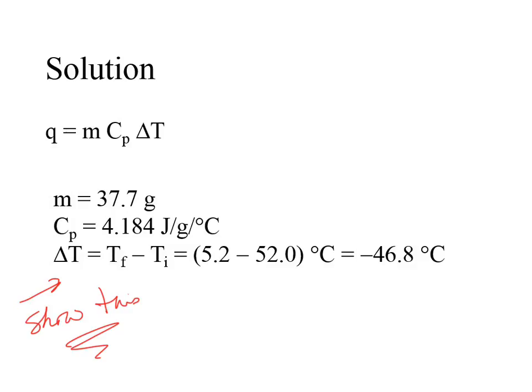So deltas, changes, are always final minus initial. In this case, the final was 5.2, and the initial was 52.0. We're subtracting, so we round according to decimals, okay? And don't lose the sign. So it is negative 46.8 degrees Celsius. All right.